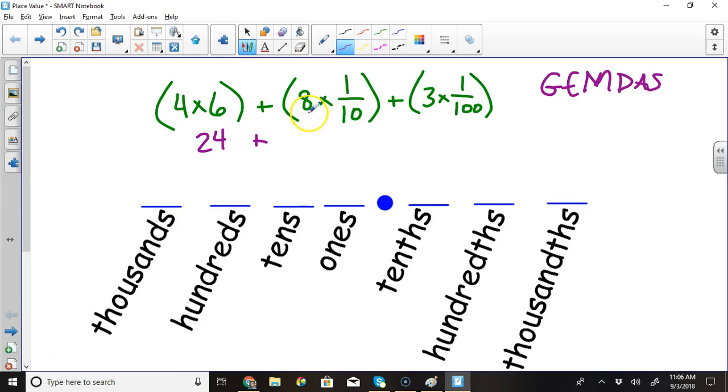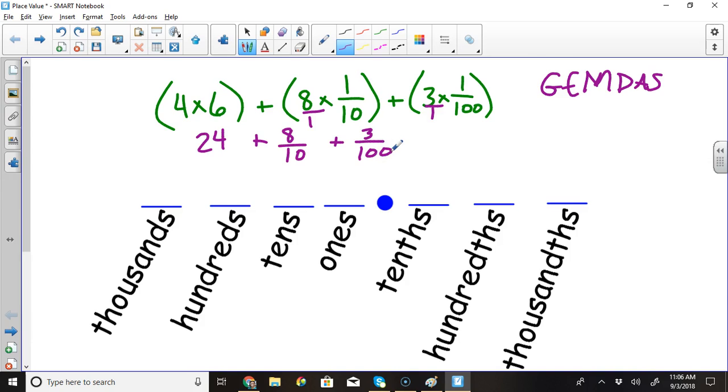Well, I'm multiplying fractions, so I'm going to turn the 8 into a fraction, so now I'm going to multiply numerator times numerator and then denominator times denominator. So 8 times 1 is 8 and 1 times 10 is 10. Plus, and same process here, I'm going to turn this 3 into a fraction and multiply numerator times numerator, denominator times denominator, and now I have 3 100ths.